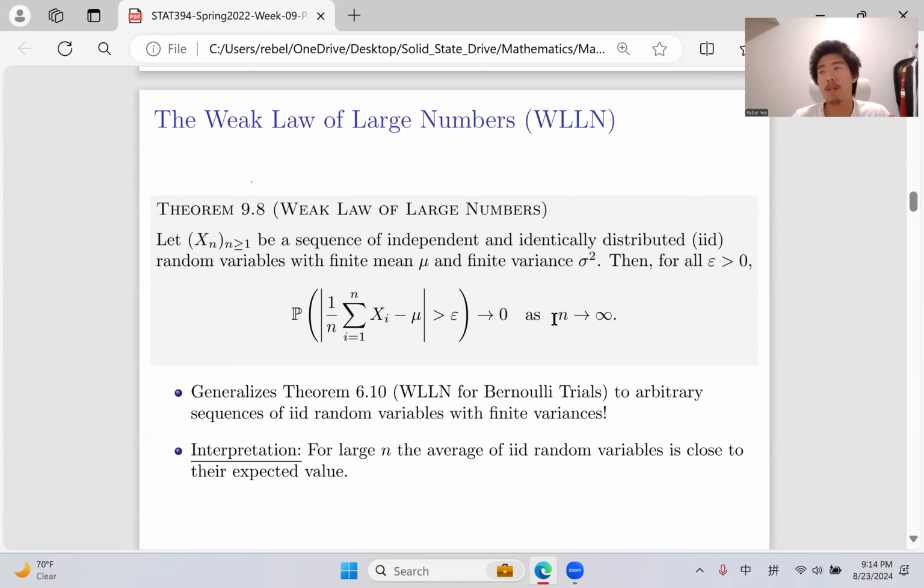We'll mainly use the expected value and variance formulas, as we mentioned before, the 9.6 and 9.7 lemmas. And we'll also use the inequalities we studied before, the Markov inequality and the Chebyshev inequality, to prove why the weak law of large numbers is a reasonable one.